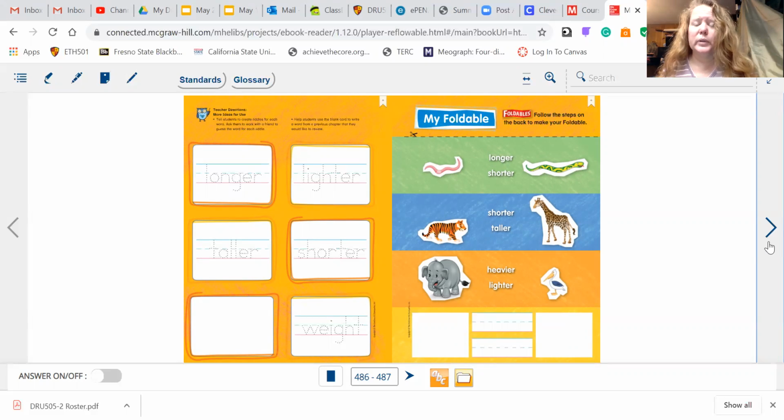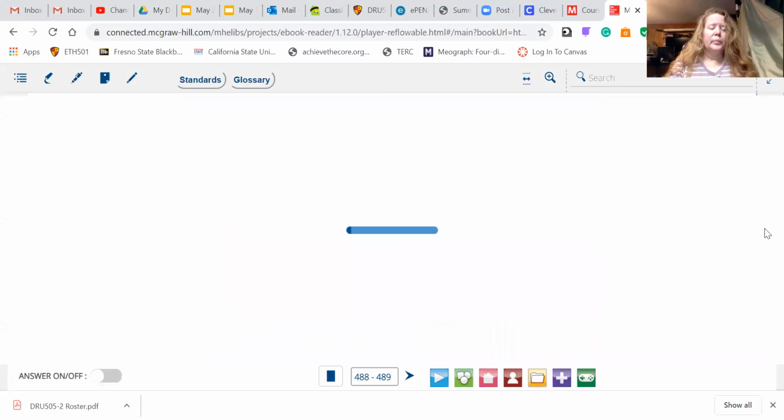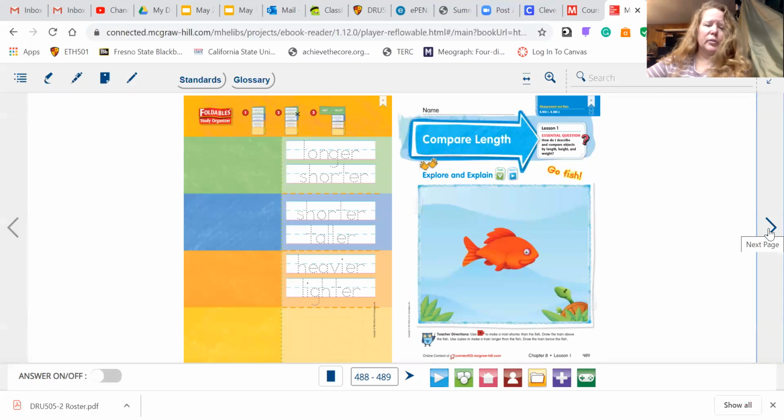So when I'm done folding, I have this great little book here. Well, book of sorts. And it has different words on the front, like the first ones say longer, shorter. Okay, longer, shorter. And then when I open it, I have 2 things I can compare, which one is longer and which one is shorter. Shorter and taller. So now we're doing height. There's for height, right? This one is taller.